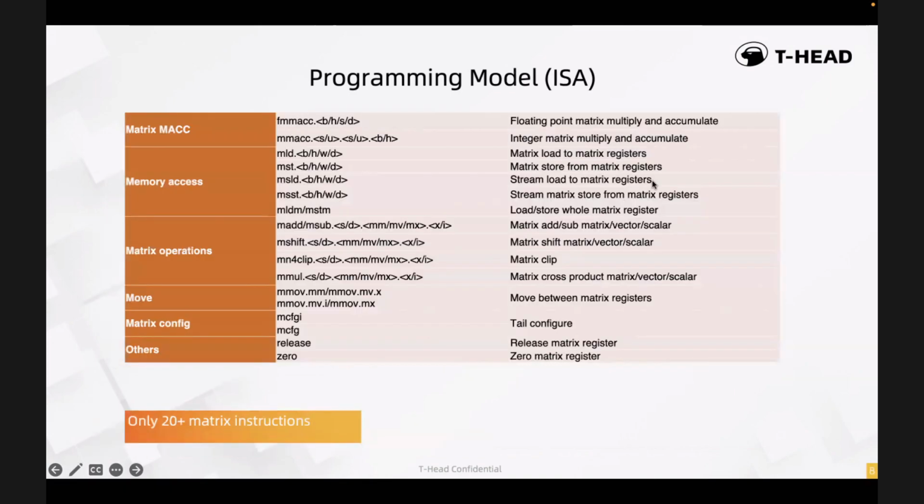In addition to matrix multiply and accumulate, matrix memory access instructions are included to increase the bandwidth to match computation requirements. Matrix operations are also included to cover quantization and requantization operations in neural networks. This is a list of our extension instructions. Only 20+ matrix instructions are added.